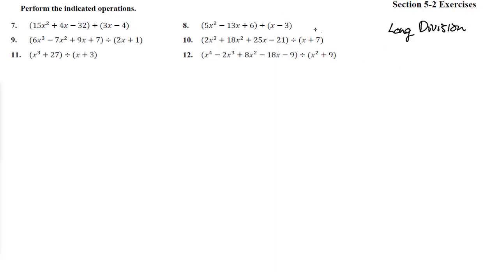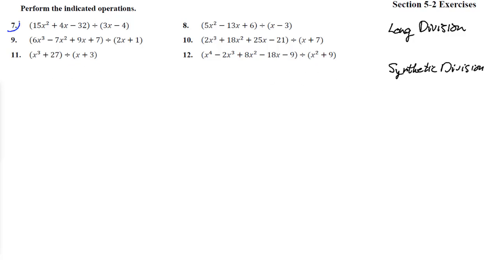And then for very special ones, like it looks like number 8, where we have a leading coefficient of 1 and it's a binomial of degree 1, whereas these are not, we can use synthetic division. Now, if you'd like to use long division for everything, you're certainly welcome to, but in these solutions, we are going to use synthetic division when we have the opportunity to.